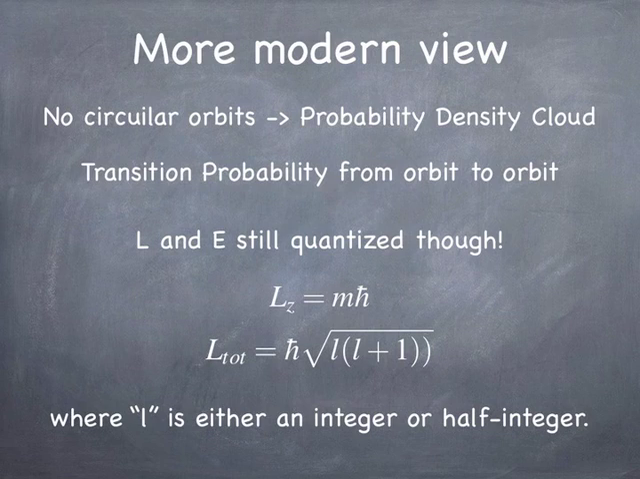But the angular momentum and the energy are quantized in exactly the same way, even in the modern view. The z component of angular momentum turns out to be an integer multiple of h bar, and the total angular momentum turns out to depend on l times l plus 1, where l is an integer or a half integer. So, for example, if you're talking about orbital angular momentum, l would be an integer, but the spin angular momentum of a particle turns out to be half integer for most matter particles like protons, electrons, and neutrons.